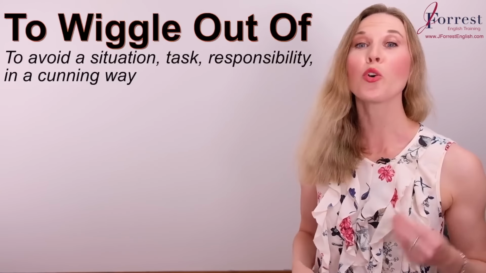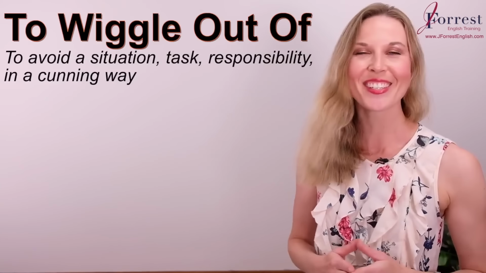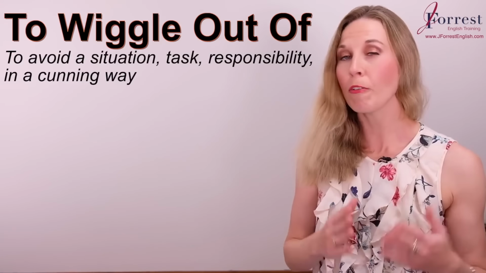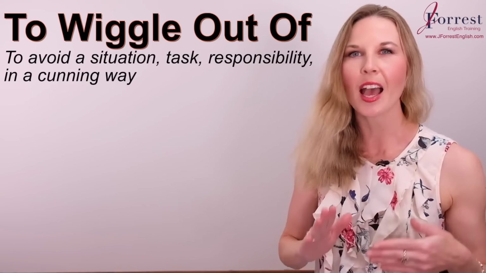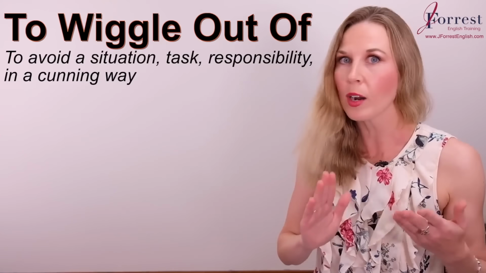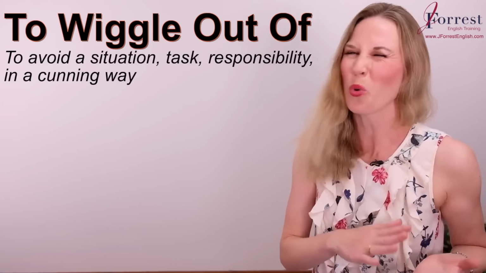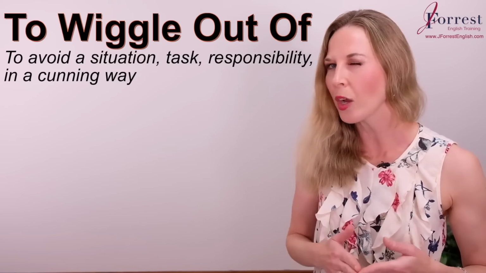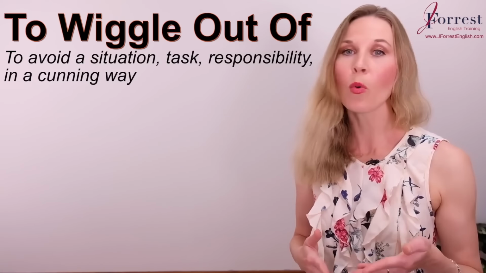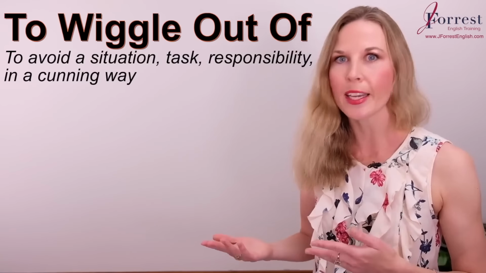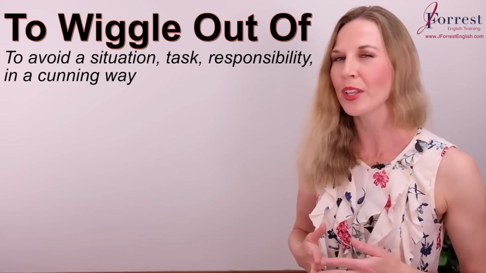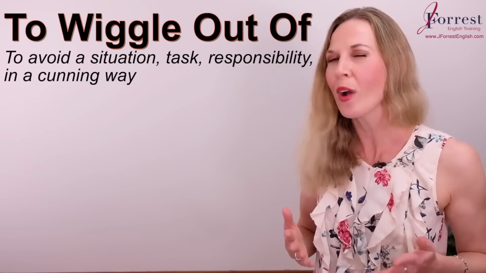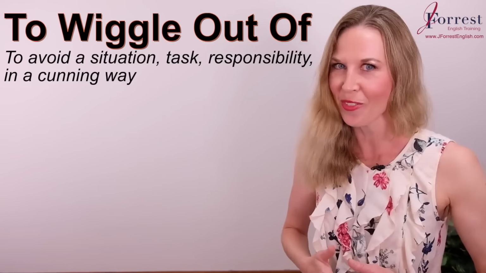Number 6, to wiggle out of. This is a great one. When you wiggle out of something, you avoid a situation, a task, a chore, a responsibility that you don't really want to do, and you avoid it in a cunning way. So let's say that tomorrow you're supposed to clean out the garage and you don't really want to, but your wife or your husband, your sister, your brother, whoever wants you to clean out the garage.